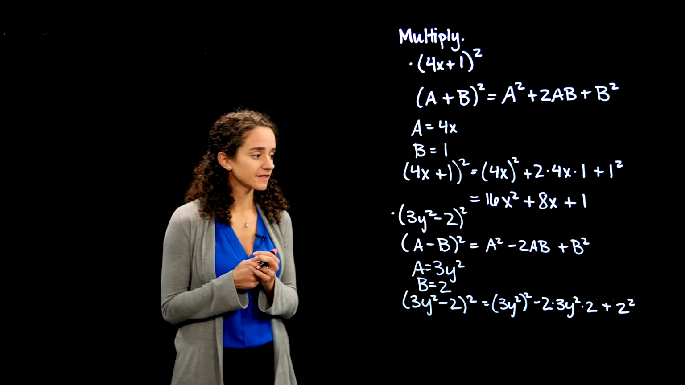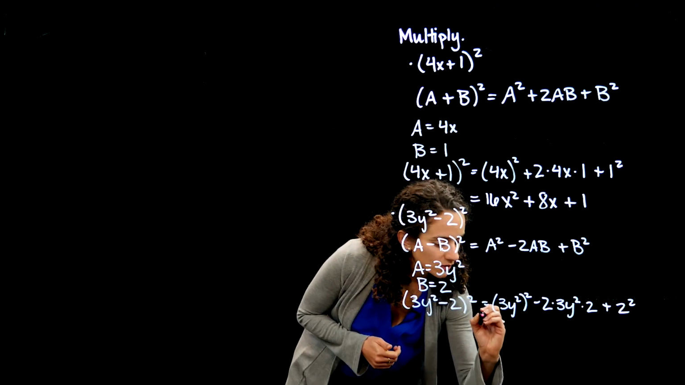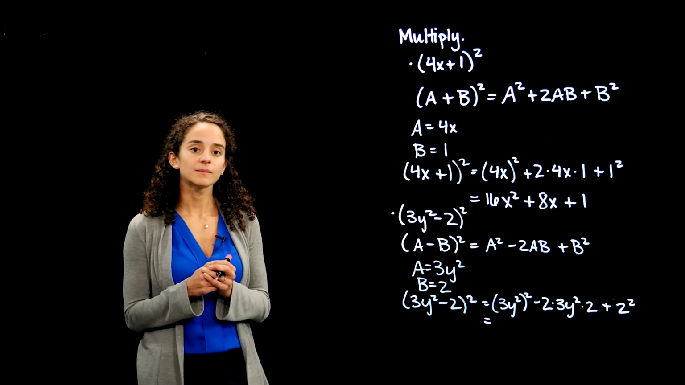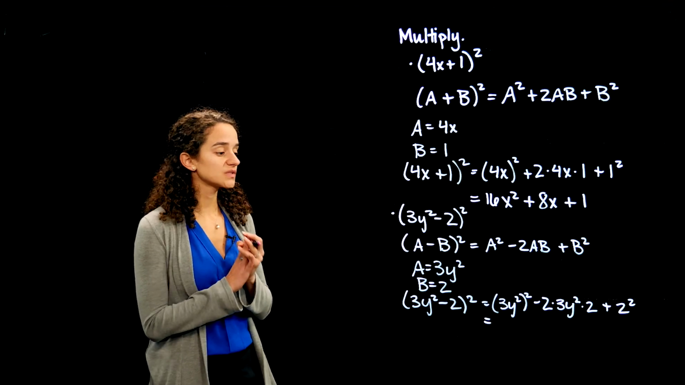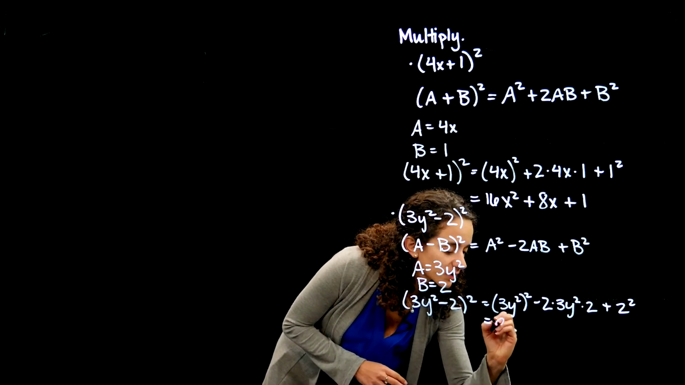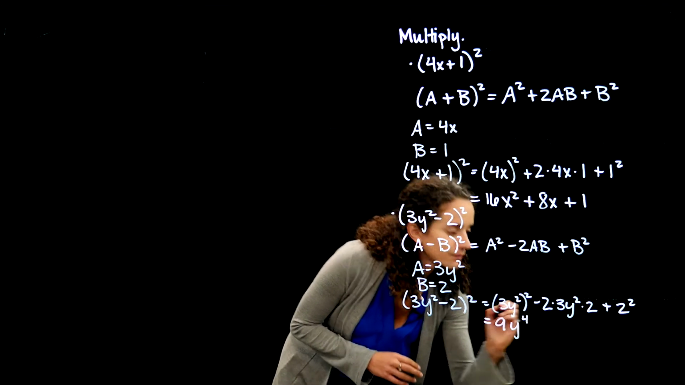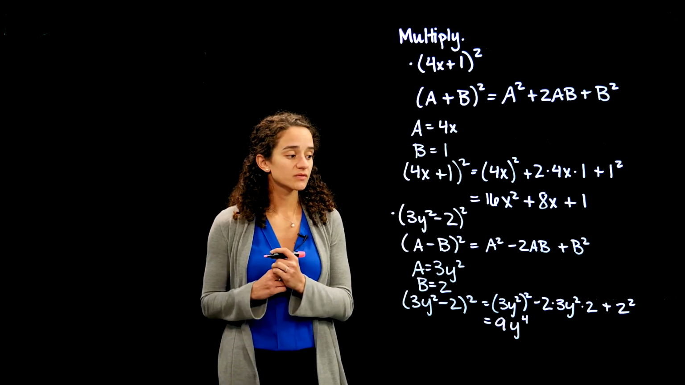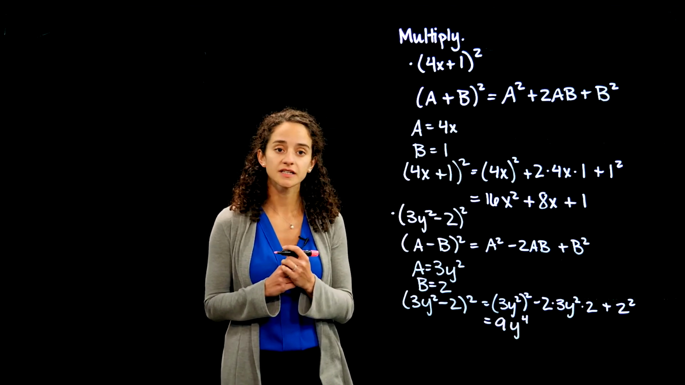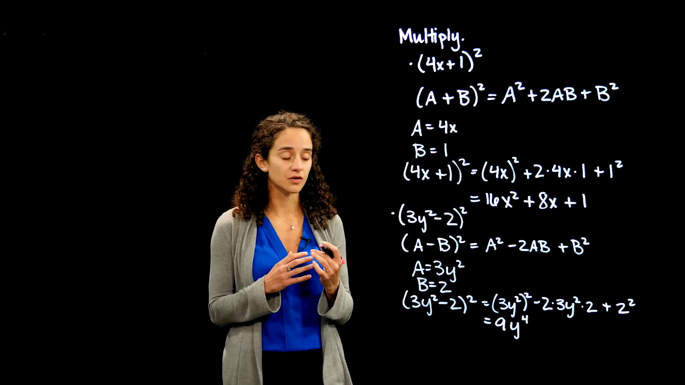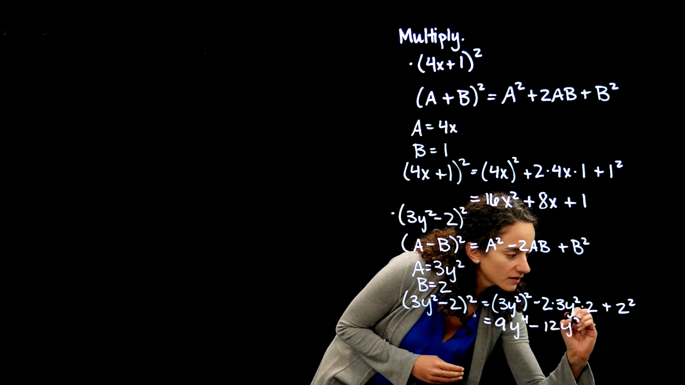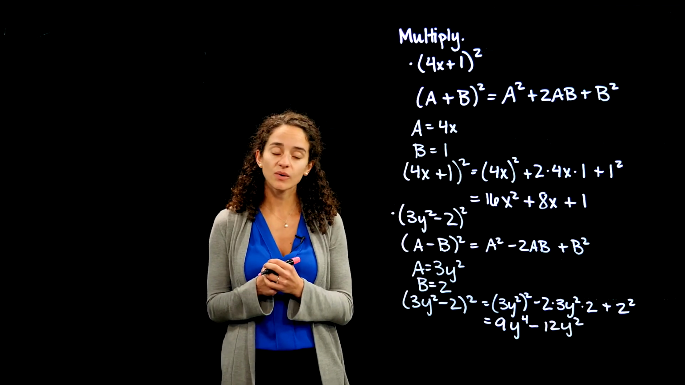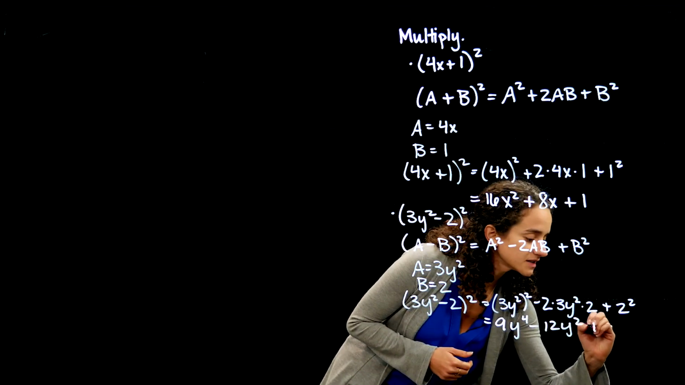And so simplifying this, 3y squared means we square the 3 and we square the y squared. So 3 squared is 9 and y squared is y to the 4th. 2 times 3y squared times 2 is equal to 12y squared. So we have minus 12y squared. And 2 squared is 4. So plus 4.